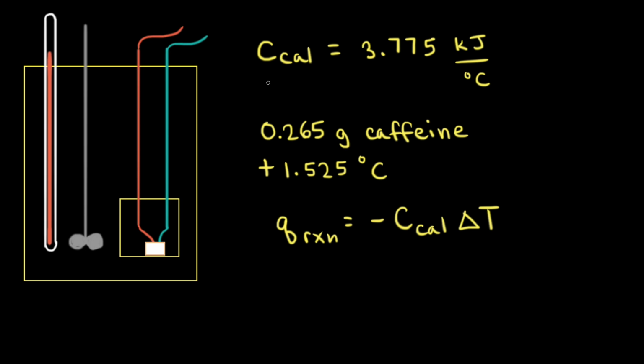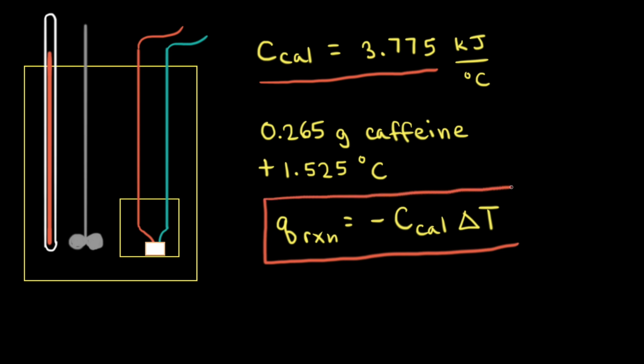Now that we know the heat capacity for our specific calorimeter, we can use this value to calculate the heat of combustion for another substance. So the heat of combustion for another substance, or just Q, would be equal to the negative of the heat capacity of the calorimeter times the change in the temperature of the water in that calorimeter. Let's say our goal is to calculate the heat of combustion of caffeine in kilojoules per mole. So we take 0.265 grams of caffeine, we put that in our calorimeter, we combust it, and we find the temperature of the water increases by positive 1.525 degrees Celsius.